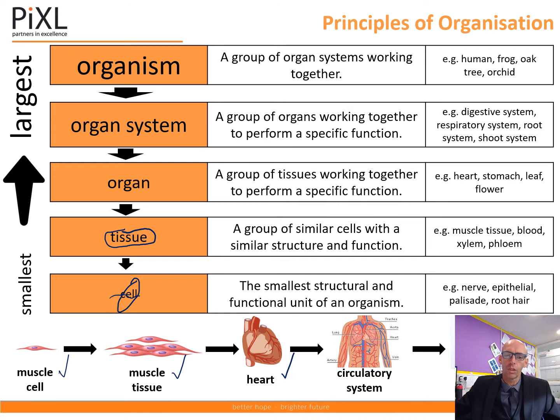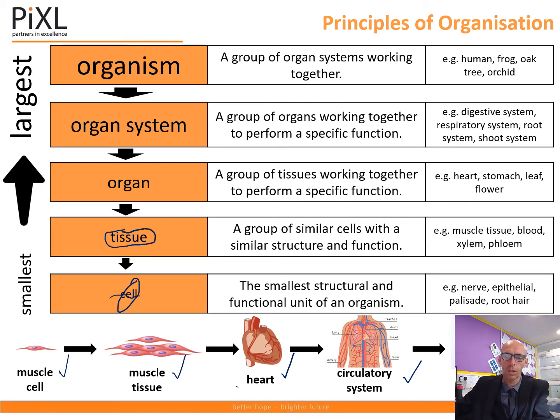And then organs work together in an organ system. And then all of our organ systems work together to make us, the organism. So we have a digestive system. In the digestive system, we'll have many main organs, such as the mouth, the stomach, the intestines, etc., all working together in one system. But a digestive system on its own wouldn't be much good.